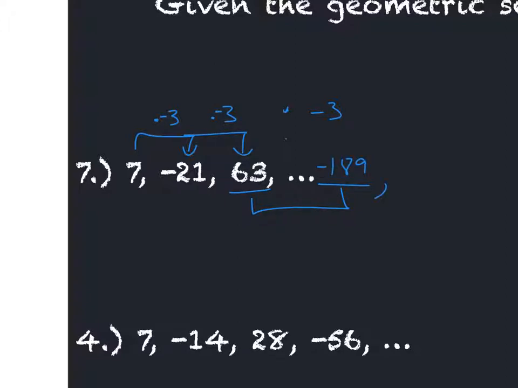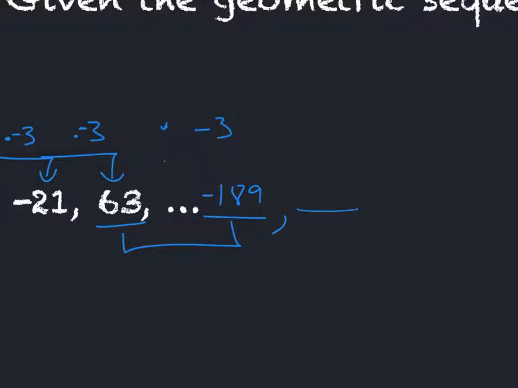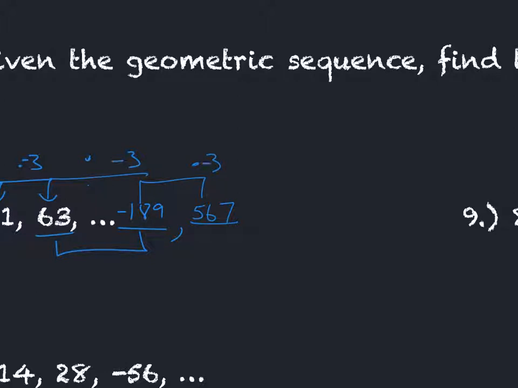Then you would have to multiply by negative 3 again, to get from here to here. And negative 189 times negative 3 is positive 567. Then you would have to multiply by negative 3 again to get to that last term. And positive 567 times negative 3 is negative 1,701.